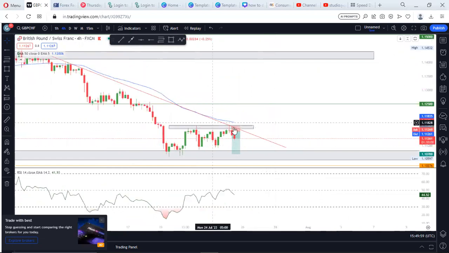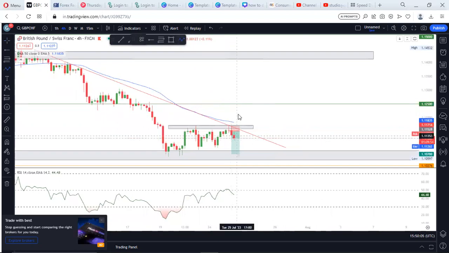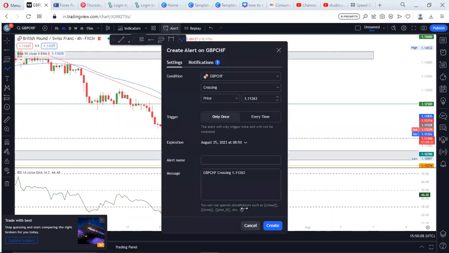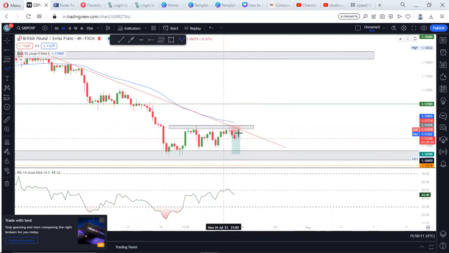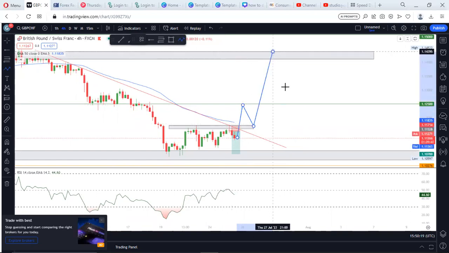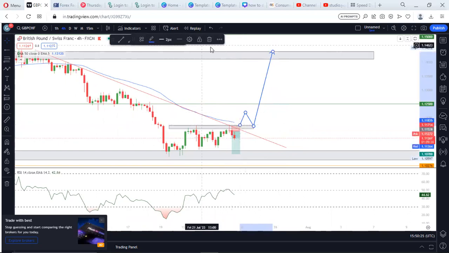I was actually expecting a break of structure from here, something like this, then a retest. Then I would enter for that buy around here that would take me to this place. But it didn't happen. Actually, we don't tell the market what to do, we just follow. So it didn't happen.